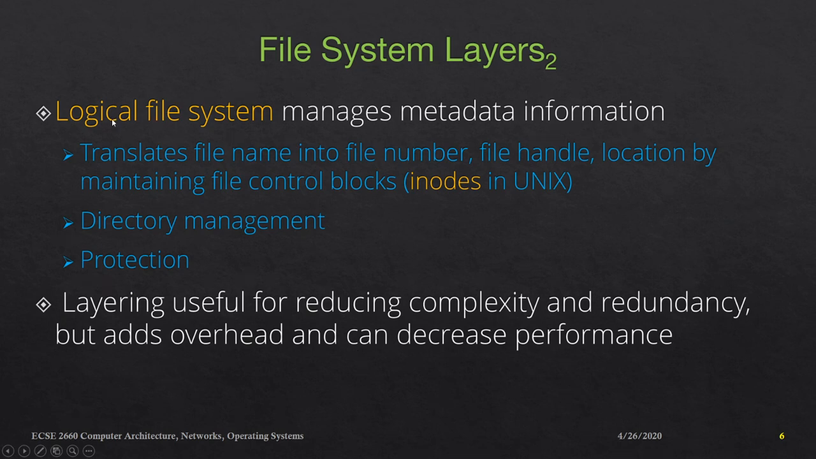Next, we have the logical file system. This manages the metadata. So it translates file name into a file number, file handle, location by maintaining the file control blocks. The file control blocks are metadata blocks that contain information about the file. For Unix specifically, we call them inodes, identification nodes. So this is a data structure that has all the information, the metadata information about a file.